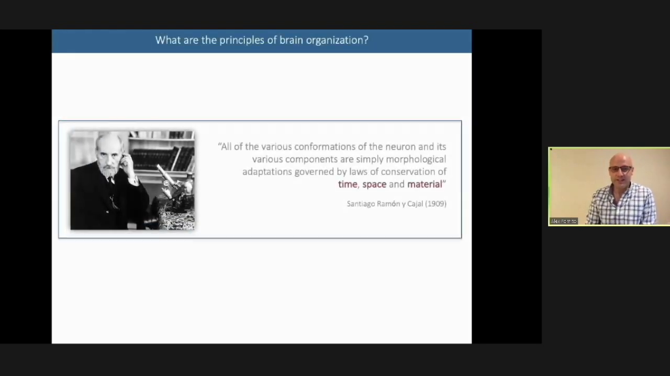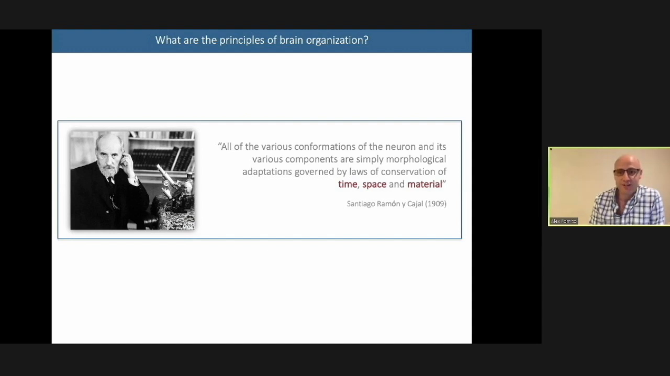Now, over 100 years ago, Santiago Ramon y Cajal was perhaps the first to propose some of the most general and long-standing principles of neuronal organization. He'd spent countless hours peering through the microscope, studying structures of neurons, and from all those observations, he concluded that all of the various conformations of the neuron and its various components are simply morphological adaptations governed by laws of conservation of time, space, and material. Now, personally, I find that to be quite a bold statement. He's saying that all of the brain's complexity can be summarized simply as a need to conserve these three simple properties. But, Cajal is Cajal.